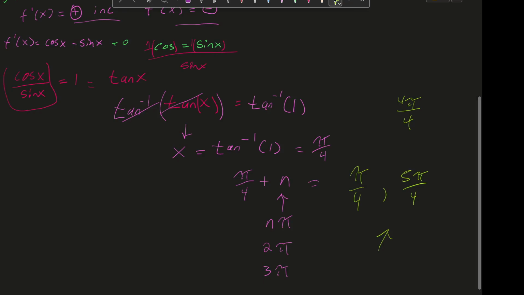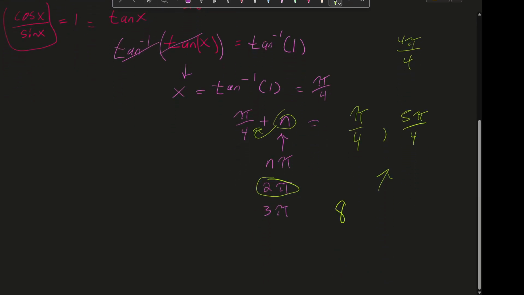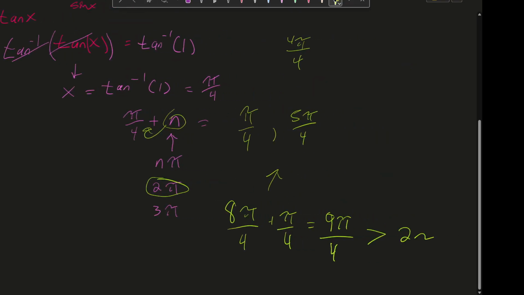But then if you added another interval of pi, like adding n pi to your pi over 4, if you added 2 pi, that'd be like adding 8 pi over 4 to your pi over 4. Jeez, hold on, handwriting's bad. You'll get 9 pi over 4, which is greater than 2 pi, so it's out of your interval. So here you're only concerned with these two values.